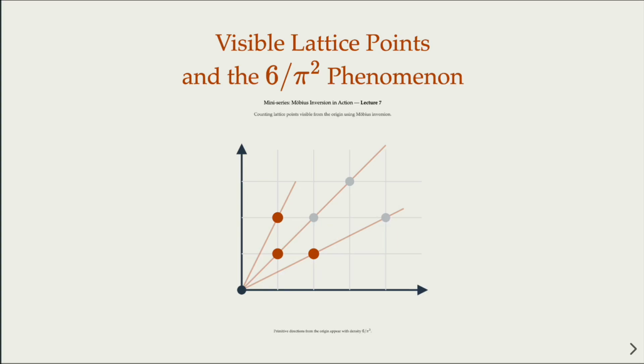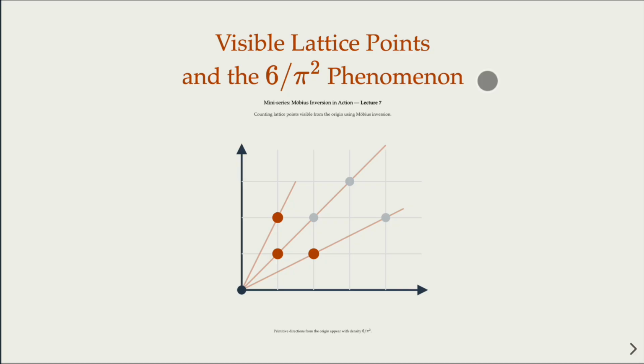Everyone, welcome back to our mini-series on Möbius inversion. In this lecture, which is lecture 7, we're going to look at a beautiful question about visible points on the integer lattice and the very famous constant that is 6 over pi squared.